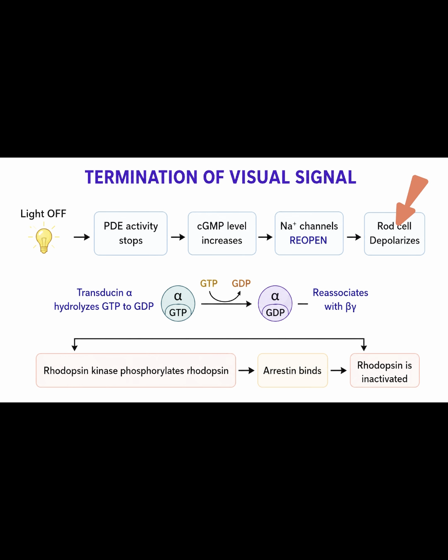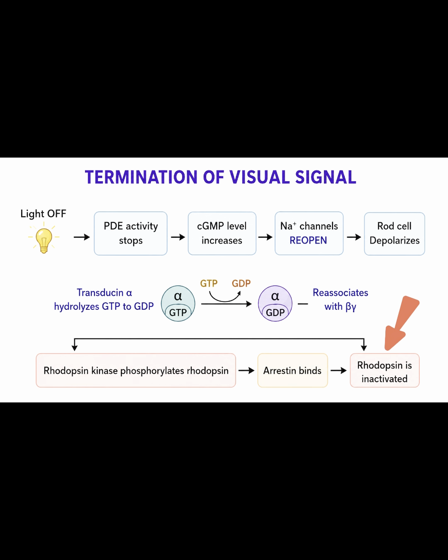Active rhodopsin is prevented from causing prolonged activation of transducin by rhodopsin kinase. It leads to phosphorylation of serine and threonine residues of opsin. This is then bound by a protein called arrestin 1, which prevents further activation of rhodopsin.